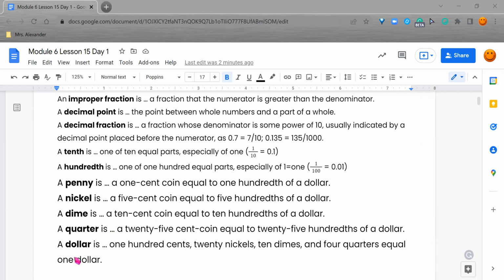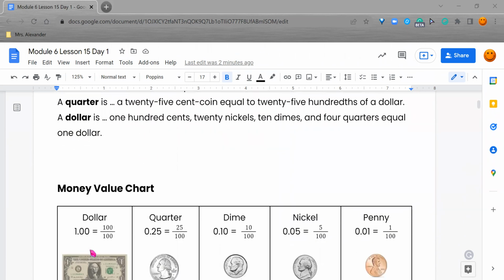Now, when we read the definition for a dollar, I'm going to show you what everything means. A dollar is 100 cents. So it's 100 pennies, 20 nickels. So nickels, we need 20 of them. We have 10 dimes, and 4 quarters. All of these equal $1. Let's go look at our money value chart.